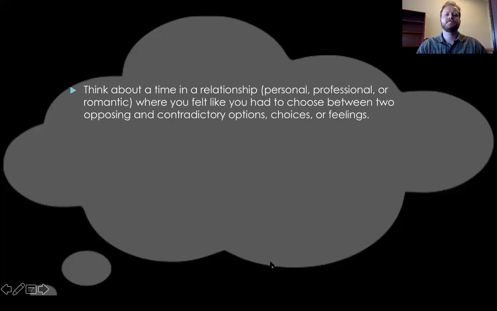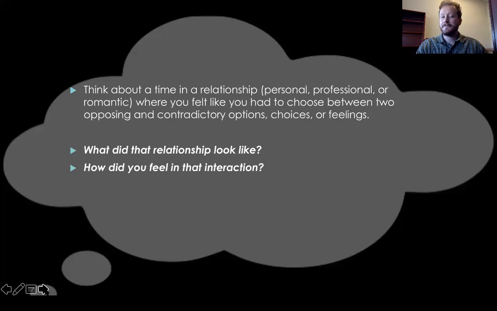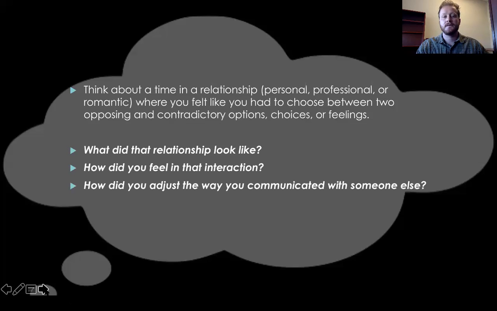I want you to take a second and think about a time in a relationship, whether that's personal, professional, or romantic, where you felt like you had to choose between two opposing and contradictory options, choices, or feelings. Some of these questions might revolve around: what did that relationship look like? How did you feel within those interactions? And how did you adjust the way that you communicated with someone else? Again, no need to memorize these questions, but they are a series of questions I want us to think about as we're diving into relational dialectics and understanding it as a communication theory.